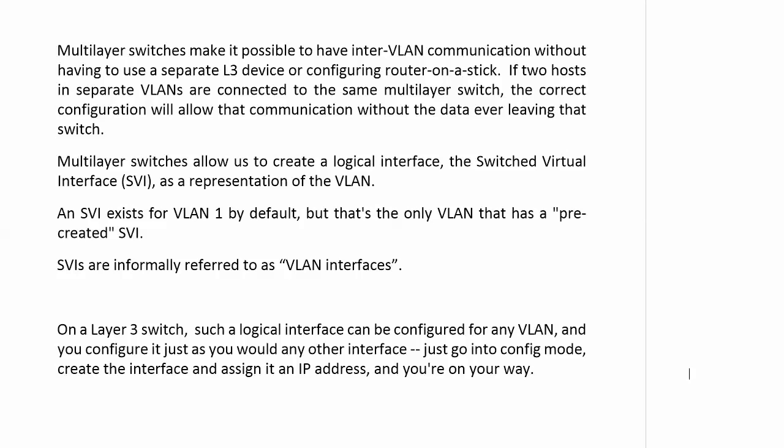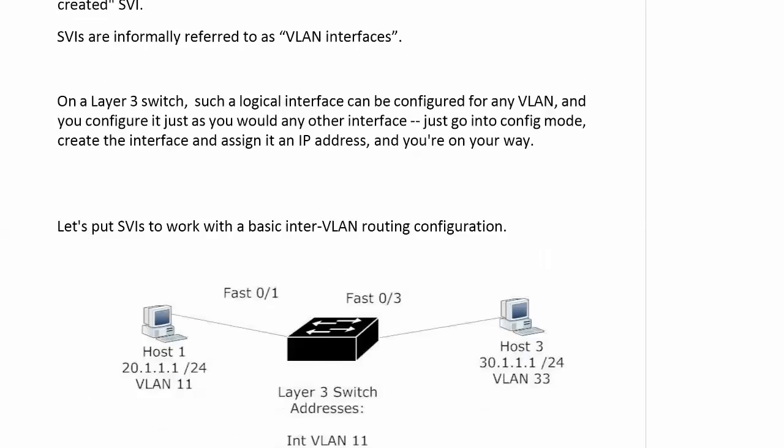Now, on a Layer 3 switch, configuring a logical interface like this is just like configuring any other interface. You go into config mode, which is actually going to create the interface, put an IP address on it, and you're on your way. So what we're going to do is create this network.